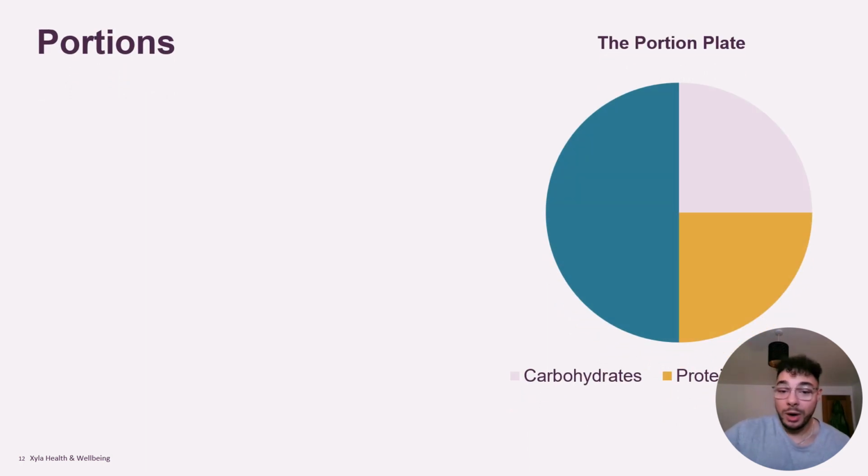So, portions, let me just show the screen. Here we go, portions. You can actually get your hands out here. So look at your hands right now. One palm carbohydrates, one palm protein, and the fingers are vegetables. When you're serving up at meal times, follow your hand size: one palm protein, one palm carbohydrates, fingers of vegetables.